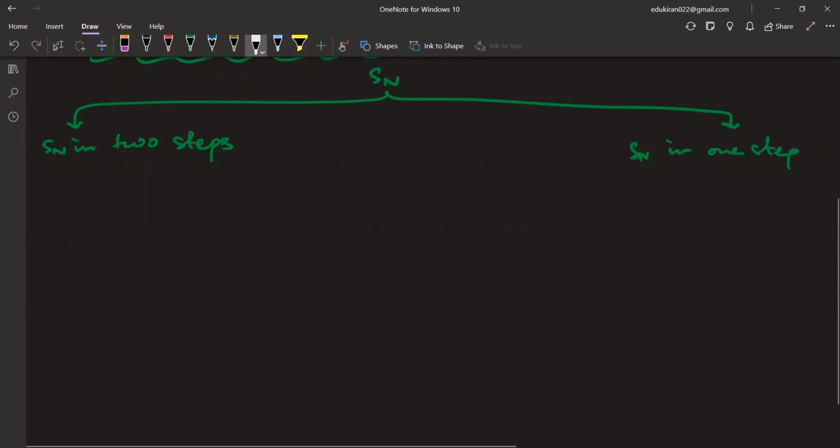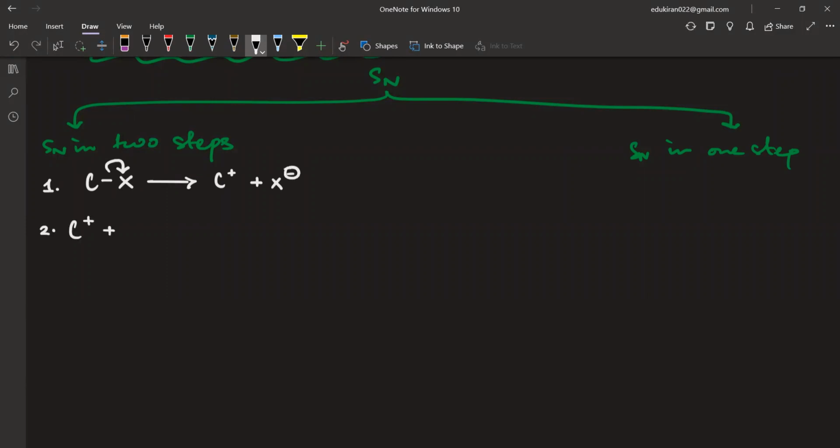Now, SN in 2 steps, in that what will happen? The first step will be that the carbon-halogen bond will break, and since halogen is more electronegative, the electron will be shifted towards the halogen atom. And when this bond breaks, you will get carbon positive and X negative. The second step is that this carbon positive will be attacked by the nucleophile.